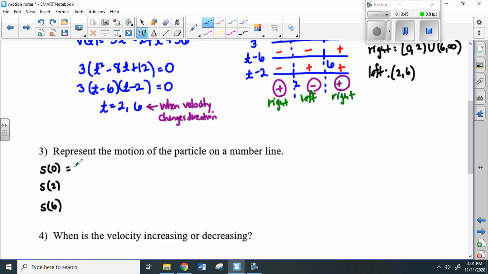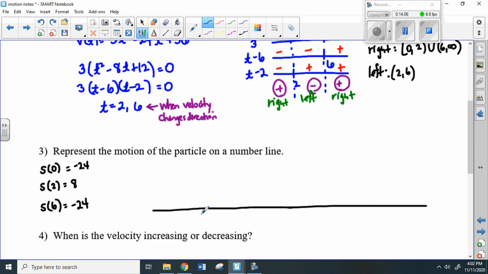Now, we already found S of 0 in part 1 and S of 2, but we would have to go back and plug in 6 into that original S of t function, okay? And then I'm going to draw a number line. Try to keep it as straight as possible. I ran out of space here on my tablet.